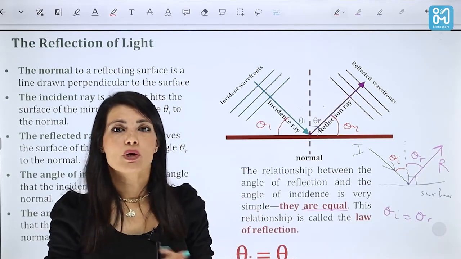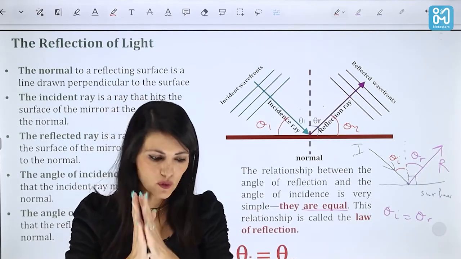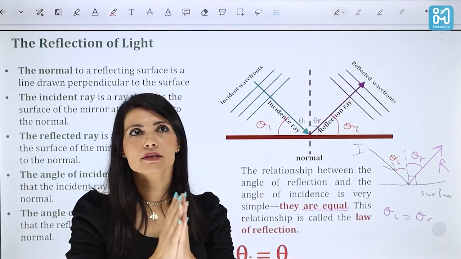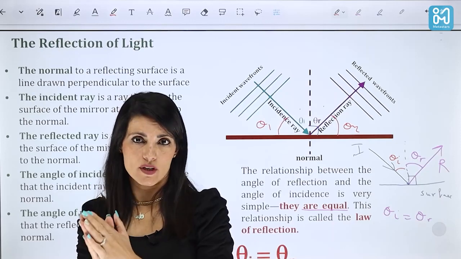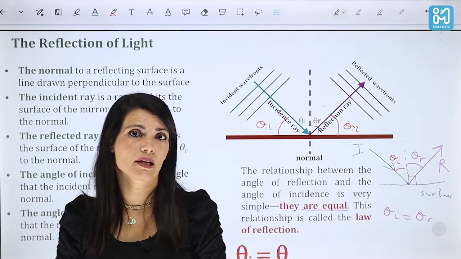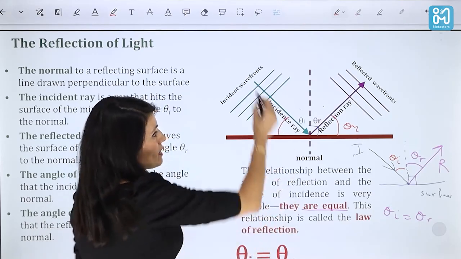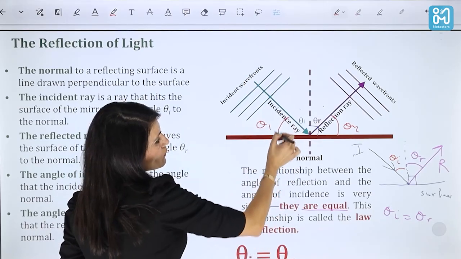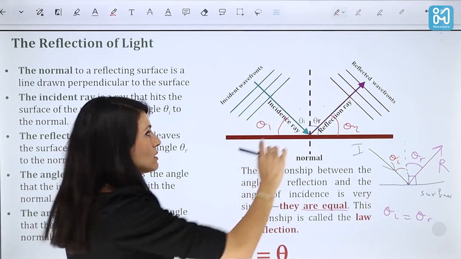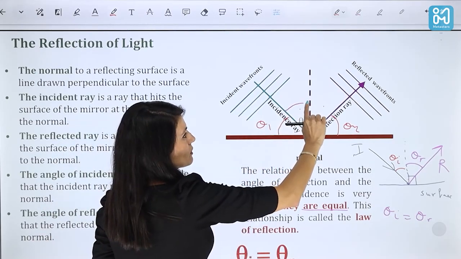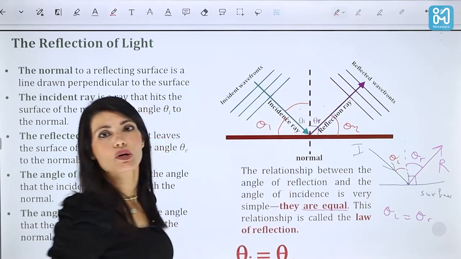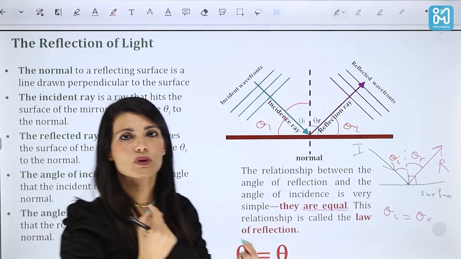Pay attention. So when I tell you that, for example, the angle the incident ray makes with the surface is 60 degrees, how much is the incident angle? Again, if the angle the incident ray makes with the surface is 60 degrees, what is the angle of incidence? It's actually this amount in here, which is 90 minus 60, which is 30.